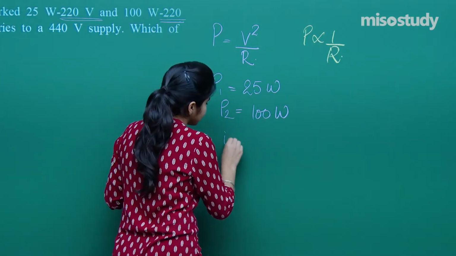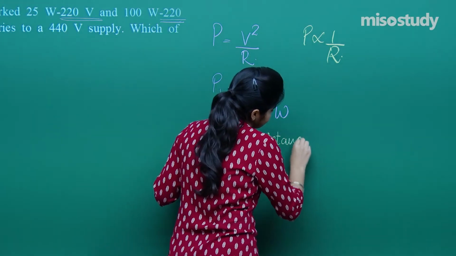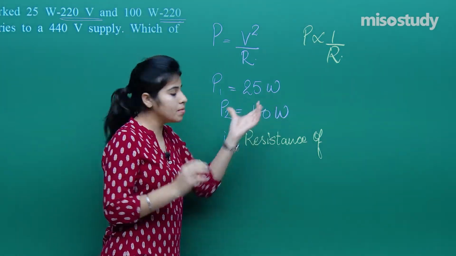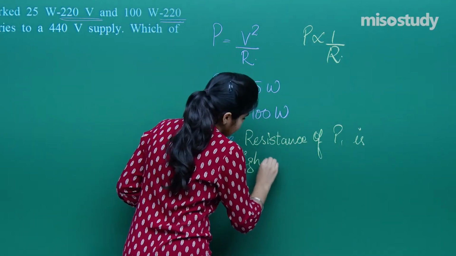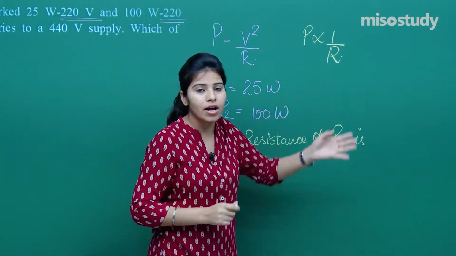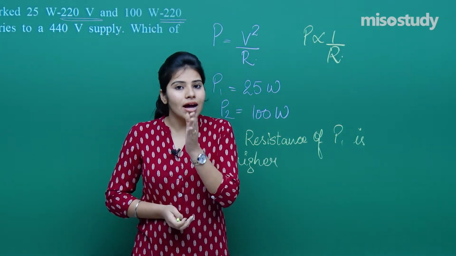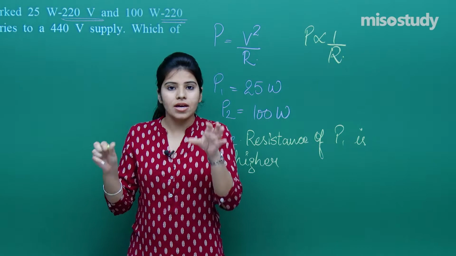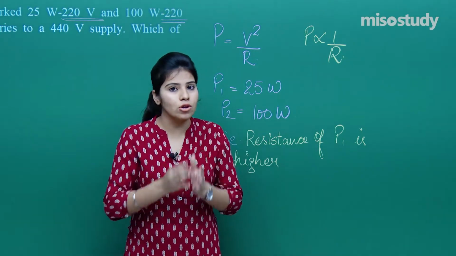So that means the resistance of P1, the 25 watt bulb, is higher, because its power is low. So its resistance is definitely going to be higher. Now because the resistance is higher, that means in the circuit where the two bulbs are connected, one has higher resistance and one has lower resistance.